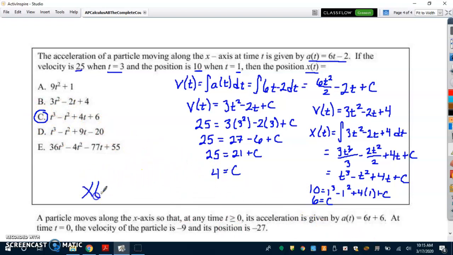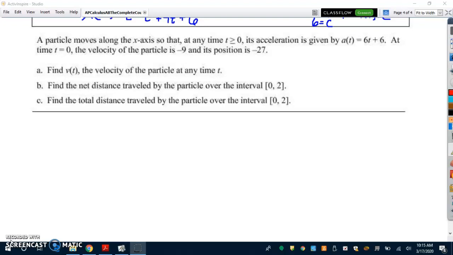The x of t position function is t cubed minus t squared plus 4t plus 6. Okay. All right, let's see if we can quickly get through this last question here. I'll let you read that one on your own. You can pause the video. We're going to dive into letter A.